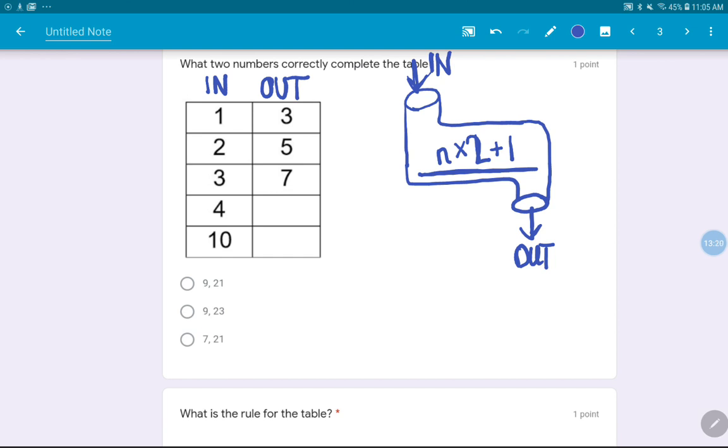So if we drop in a 4, 4 times 2 is 8. Plus 1 is 9. So that would be a 9. All right, if we drop in a 10, 10 times 2 is 20. Plus 1 is 21. So our missing numbers are 9 and 21. And the rule for the table is the number, or N, that's just whatever's on the left side of the table, times 2 plus 1. That one was kind of a tricky one to figure out.